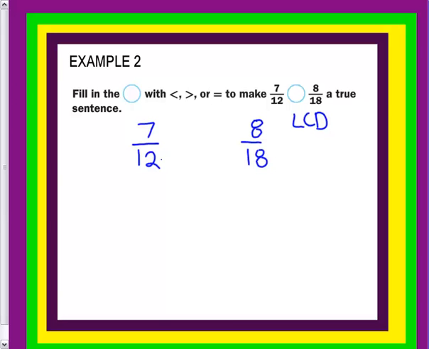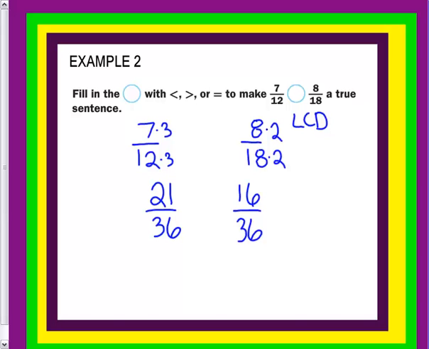So to get to 36, you would multiply 12 and 7 by 3, because 12 times 3 gives you 36. So 7 times 3 is 21, 12 times 3 is 36. And then on the other side, we have 8/18. To get to 36 from 18, you would multiply by 2. So you get 16 over 36.